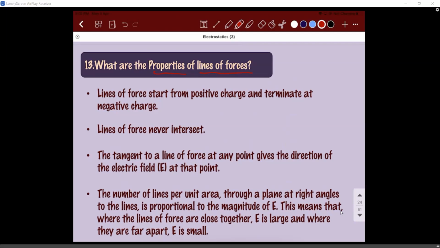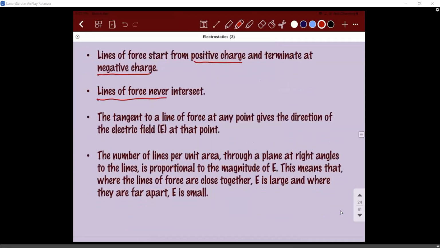Electric field lines start from the positive charge and they terminate at the negative charge. So they do not form closed loops at all, like magnetic field. Similarly, if you take two lines of force, that is, two electric field lines, they are never going to intersect. Why is it so?